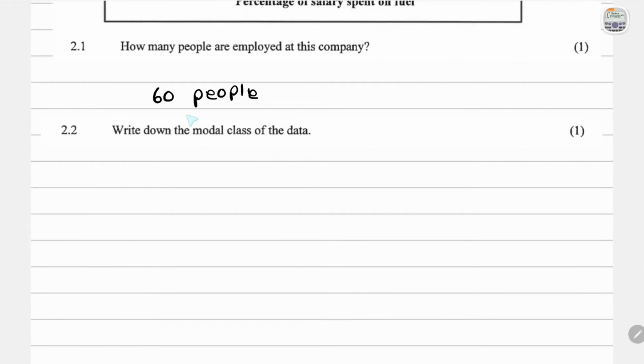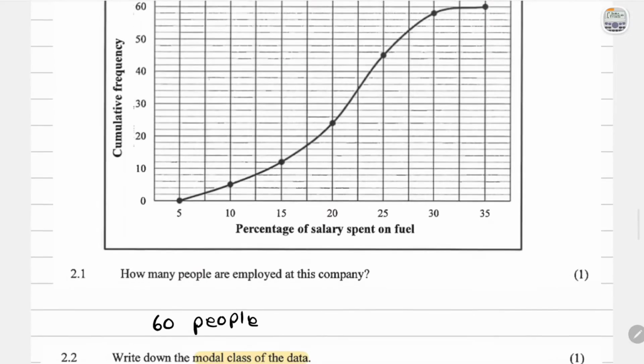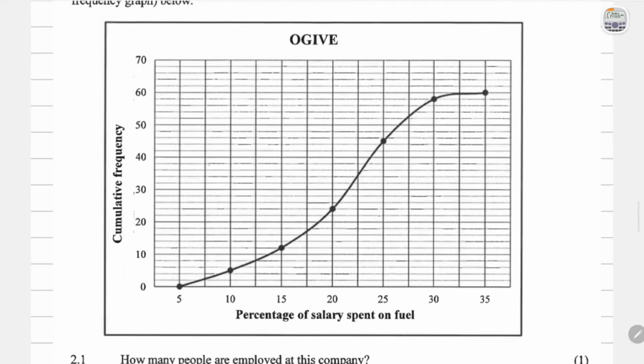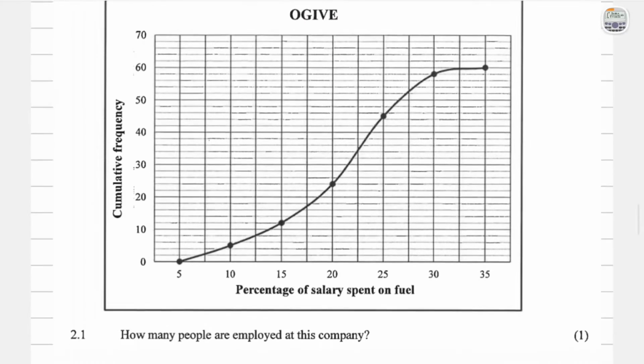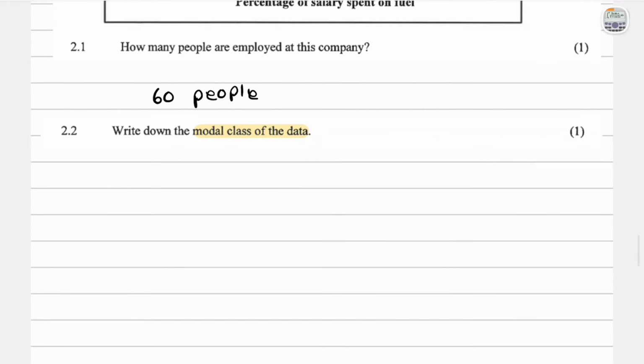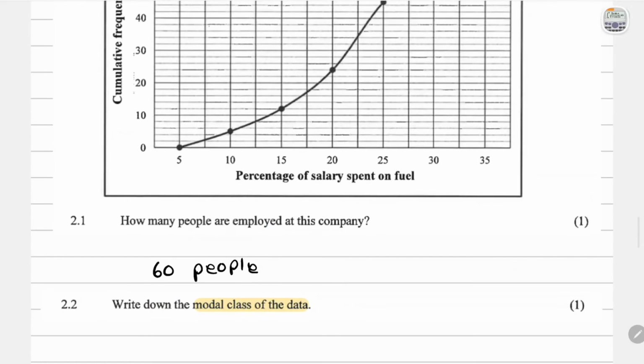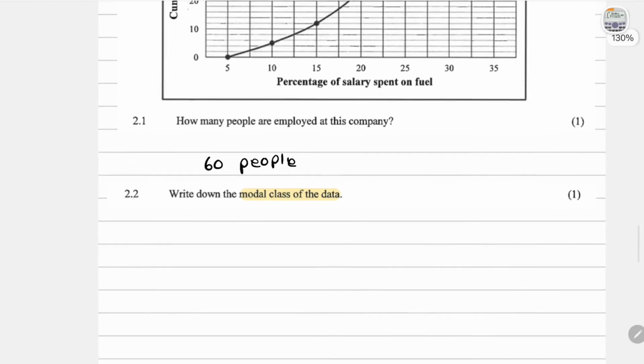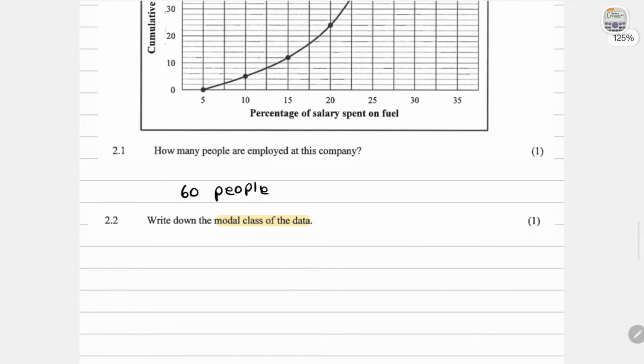The next question, 2.2, says, write down the modal class of the data. Okay, so this question has shown up a lot when they only give you an ogive and you need to know the modal class. Remember, the modal class has to do with the number that appears the most. But this is grouped data, so you would have information written down. I'm only explaining it like this because I still want you to know how it comes about. I could just give you the answer, but I want you to see how it comes about.